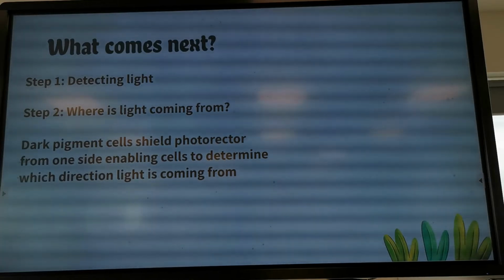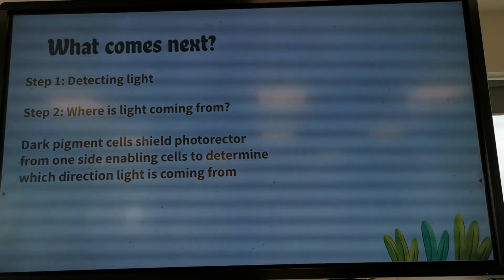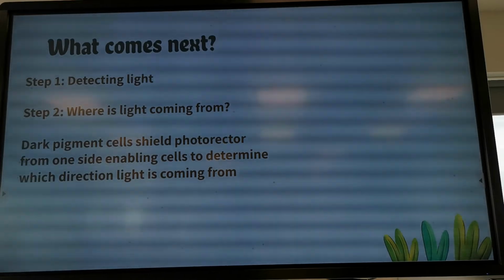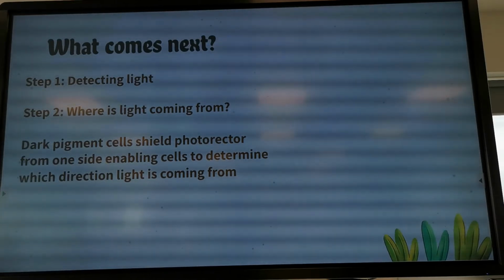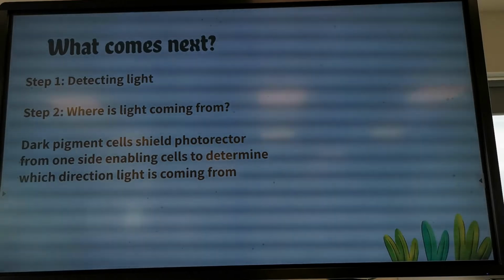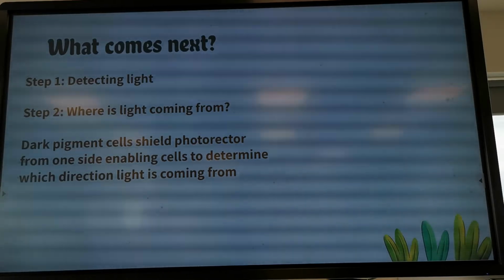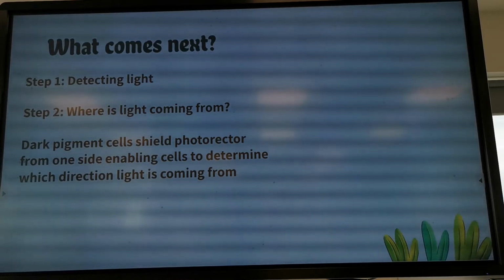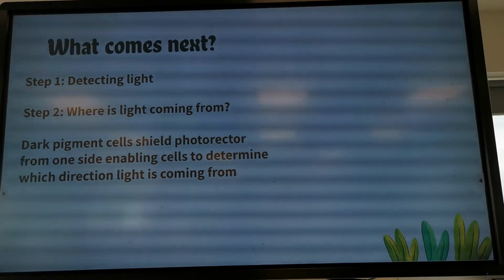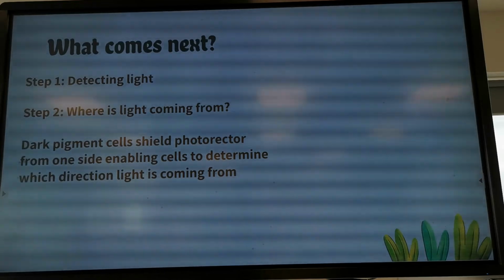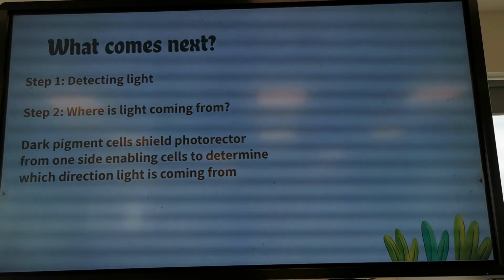The next part we need then, so we've got these opsins and we can detect when there is UV, is to know where that light is actually coming from, and that's the next big step. This is where we had our next evolutionary stage, which was dark pigment cells, which shield the photoreceptor cells from one side. And once you have that dark surface, basically a choroid, behind those photoreceptor cells, we can now detect which direction that light is coming from.